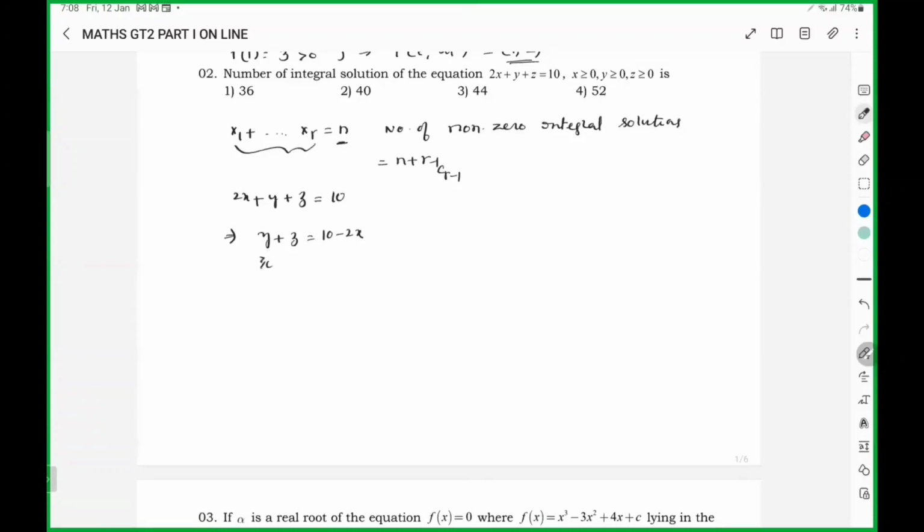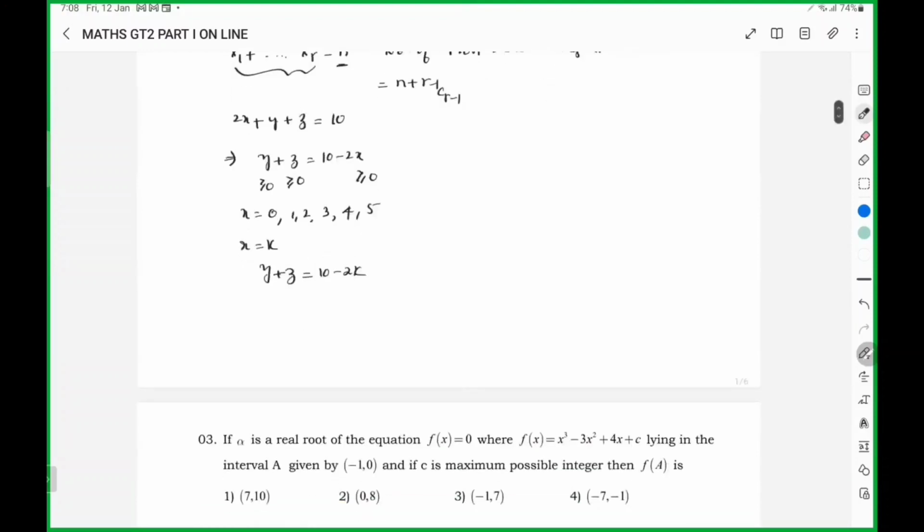Since y greater than 0 and z greater than 0, the possible values for x are 0, 1, 2, 3, 4, 5. So let us assume x as k. The number of integral solutions for this is n plus r minus 1 choose r minus 1, where r means the two variables y and z, so it is 11 minus 2k choose 1.